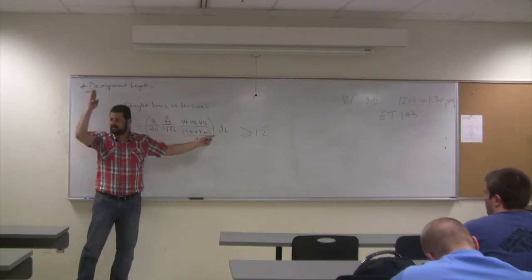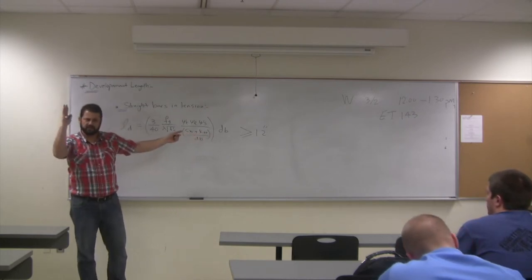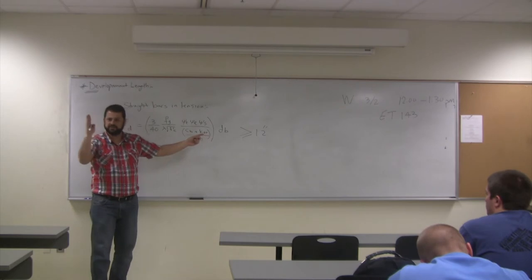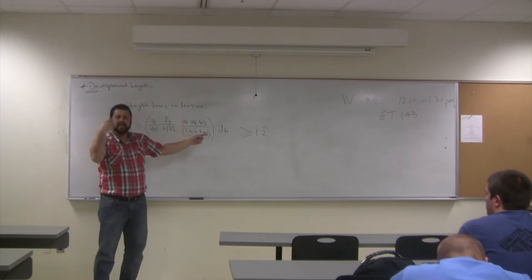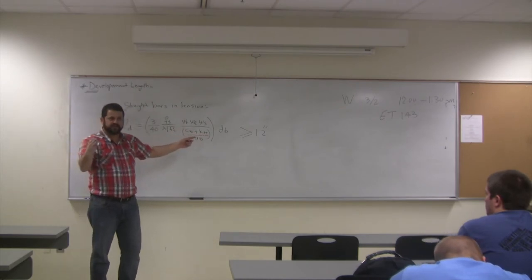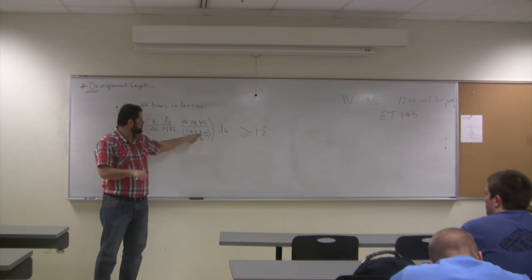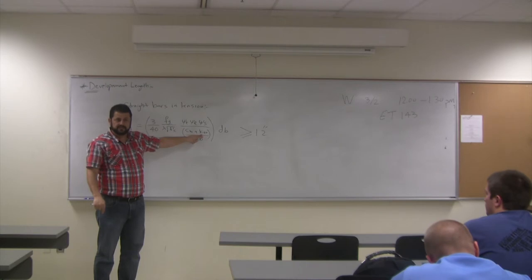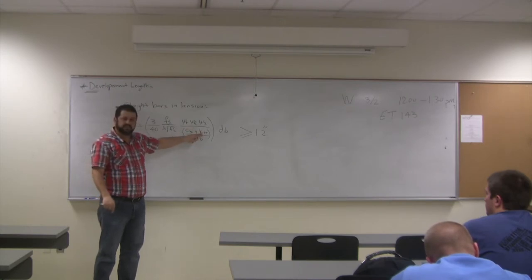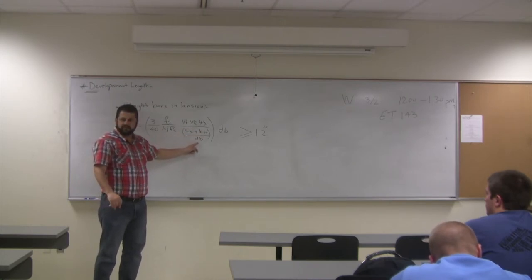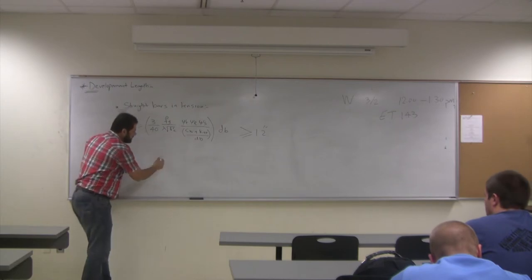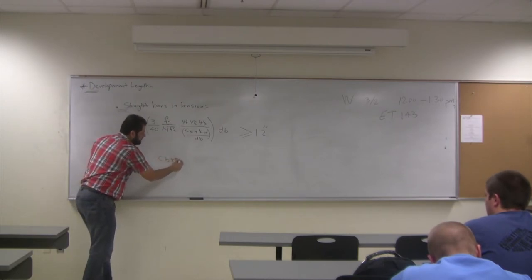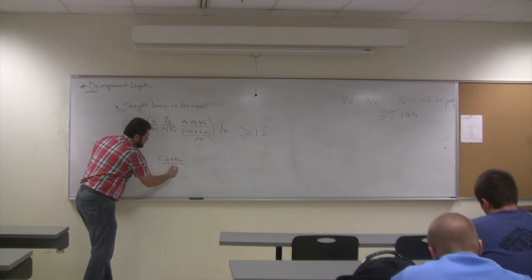KTR depends on the transverse reinforcement provided. It's complicated and usually you don't have enough information to calculate KTR. Even if you have enough information to calculate KTR, the code allows you to use this one to be 0. And always go with this one, 0. DB is the diameter of the bar. And CB plus KTR over DB.